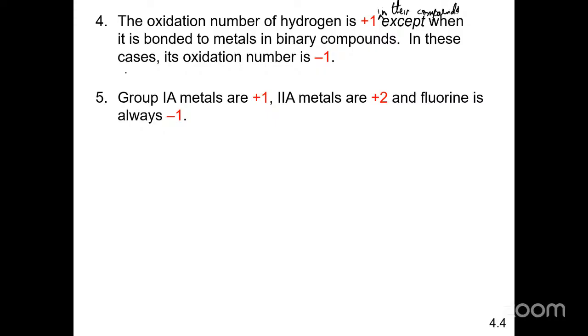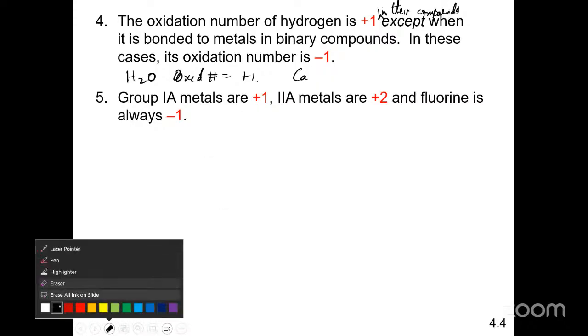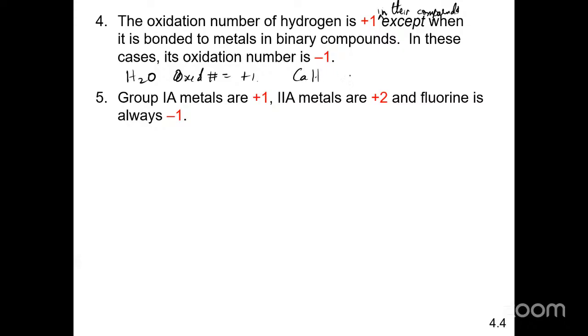Okay, so let me provide some examples here. So for example, if hydrogen is bonded to oxygen, in the case of water, right? The oxidation number of hydrogen would be equal to +1, all right? But if hydrogen is bonded to a metal, like calcium hydride. Calcium hydride. The oxidation number of hydrogen in this case would be -1, right? Because in the second case, you have hydrogen bonded to a metal, all right?